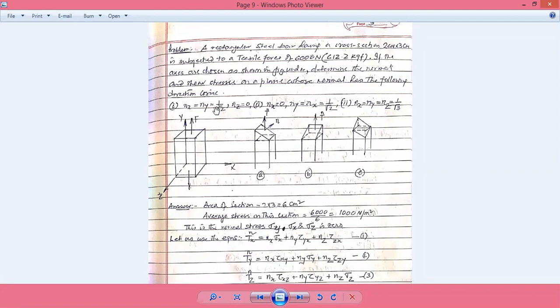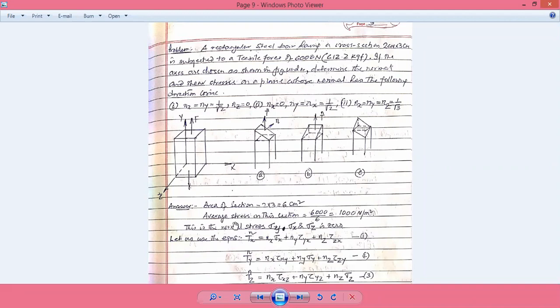Here nx is equal to ny, which is 1 by root 2, and nz is equal to 0. Which means along the z-axis you don't have any component at all. So the plane is inclined to the x and y axes, and it is not inclined to the z-axis itself.